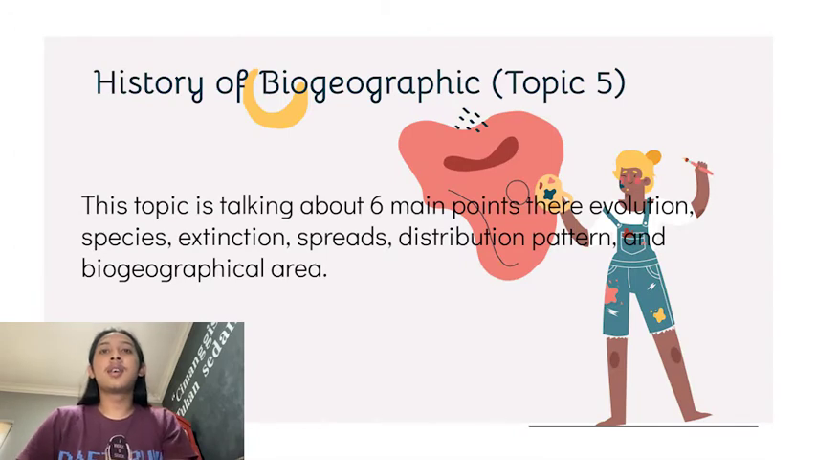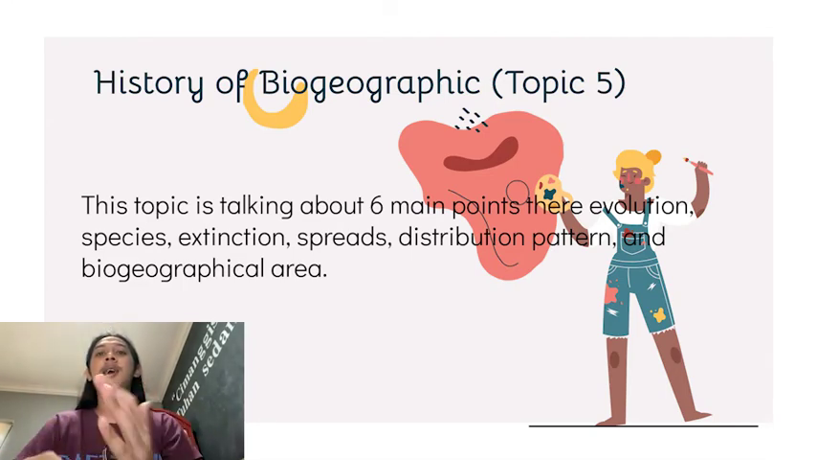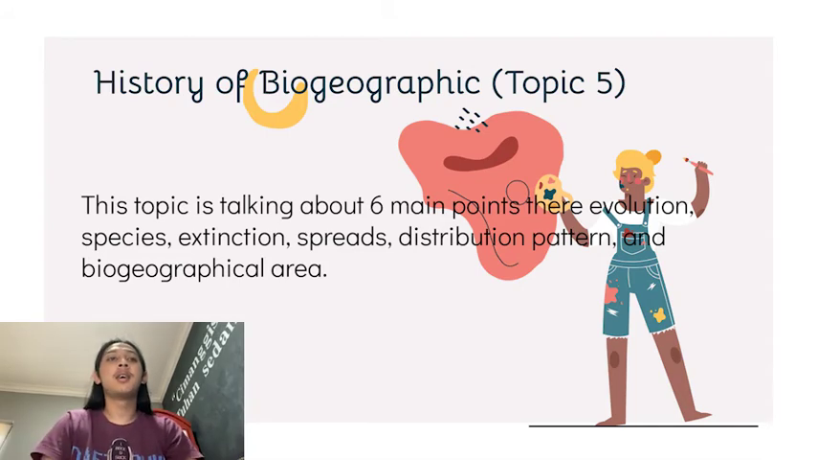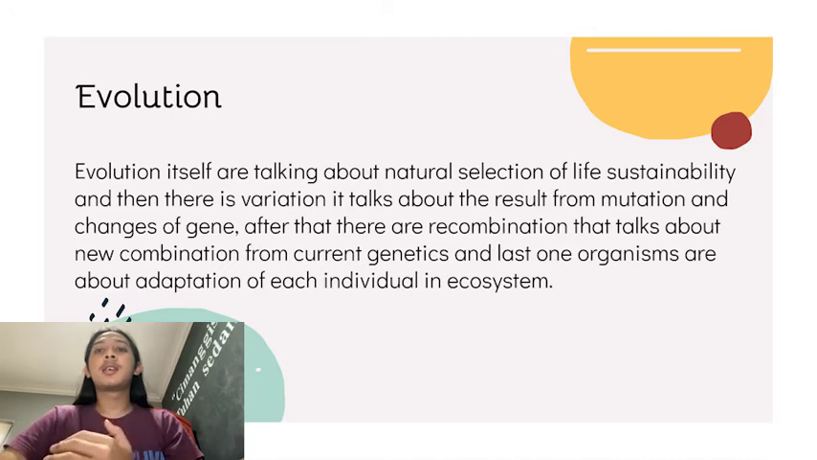So, history of biogeography. This topic is talking about 6 main points: evolution, species, extinctions, spreads, distribution pattern, and the last one is biogeographical area. For the evolution, we're talking about the natural selection of life sustainability. Variation talks about the result from mutation and changes of genes, new combinations from current genetics, and the last one, organism, is about the adaptation of each individual to its ecosystem.